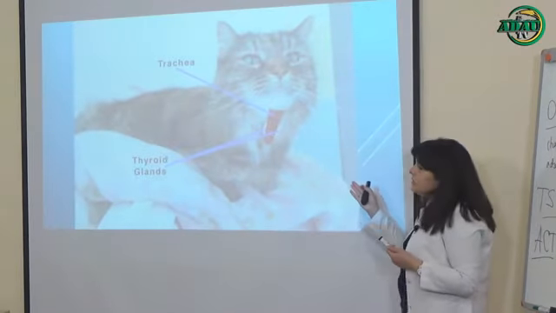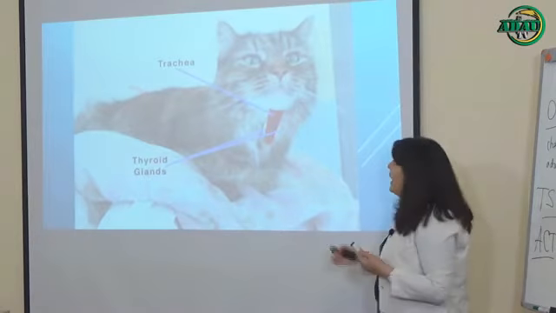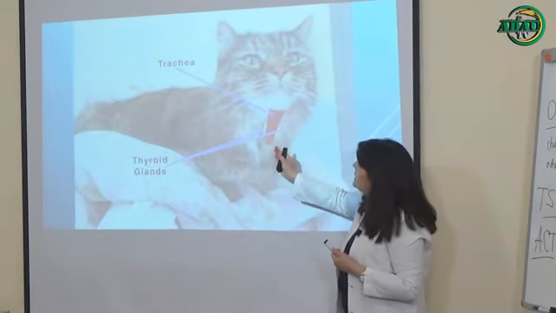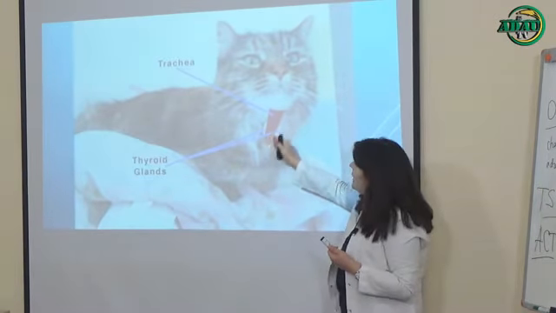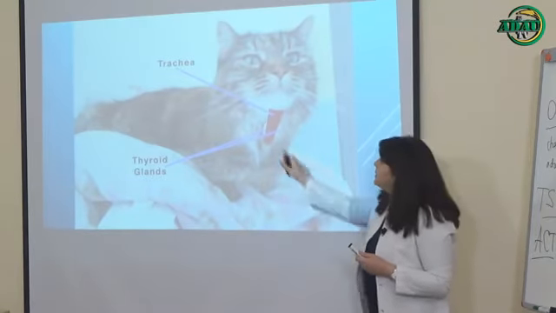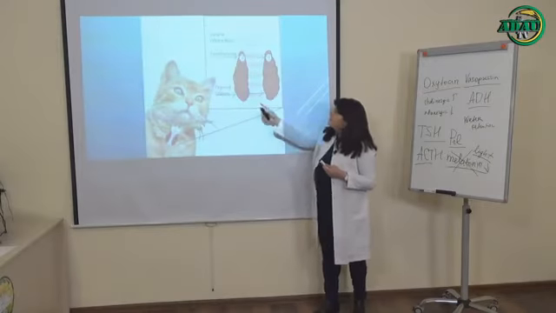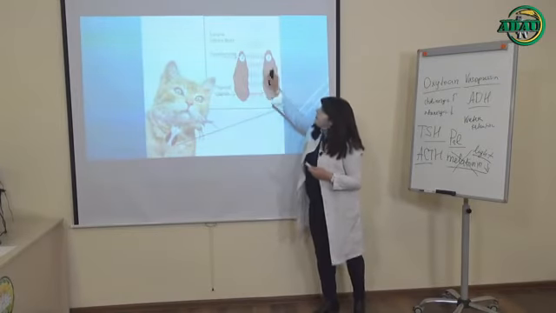This illustration shows how you can find and how you can palpate the thyroid gland, and it shows the location of the thyroid gland. Here you can see the trachea just under the neck, under the mental part of the animal, and here you can see the two thyroid glands. Again, two thyroid glands and parathyroid glands.